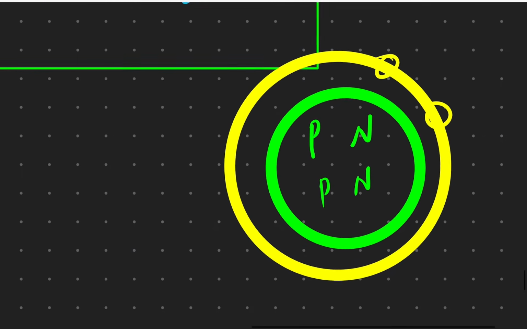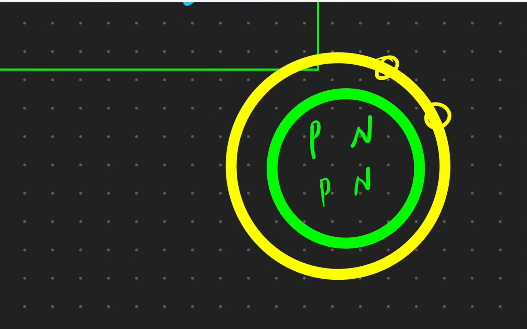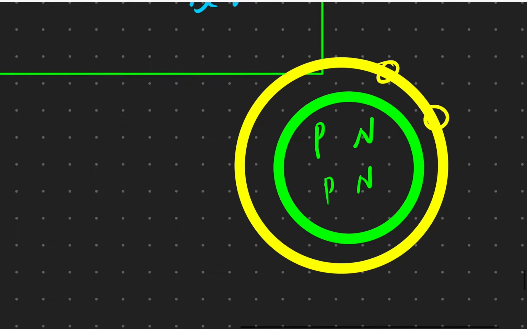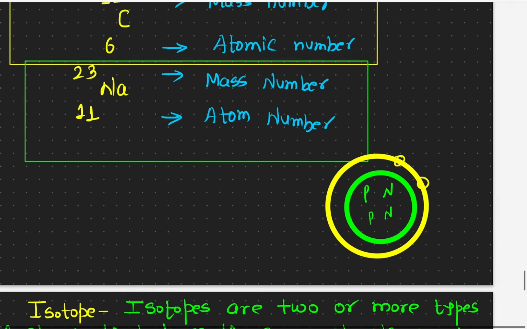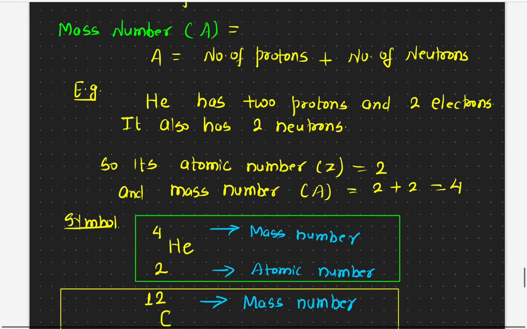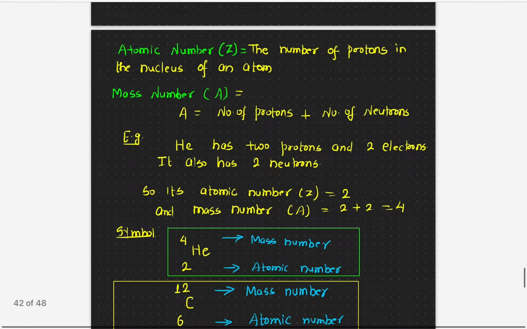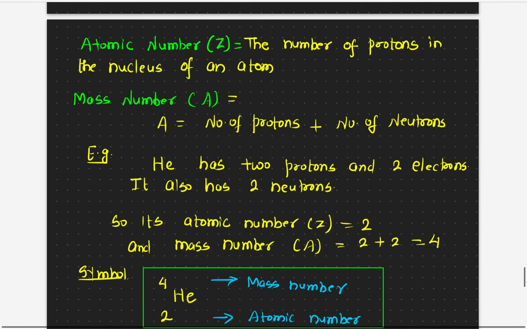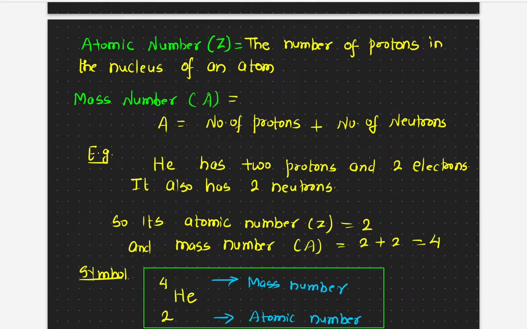The number of protons you have inside the nucleus is called the atomic number. For example, in this case I have 2 protons. This is just an example, so the atomic number will be simply 2. Also remember, in any electrically neutral atom, the number of protons is always equal to the number of electrons. So the atomic number in a neutral atom is also equal to the number of electrons.